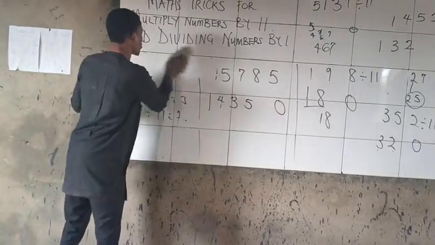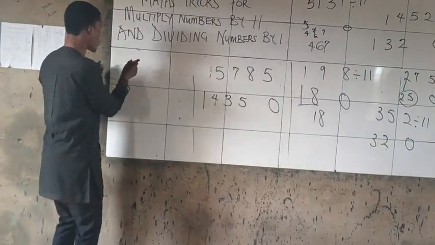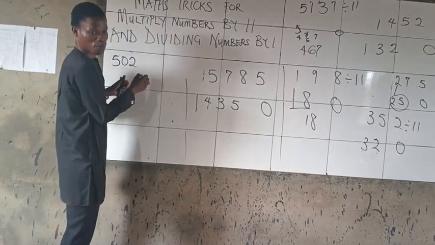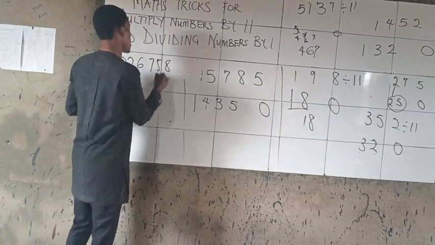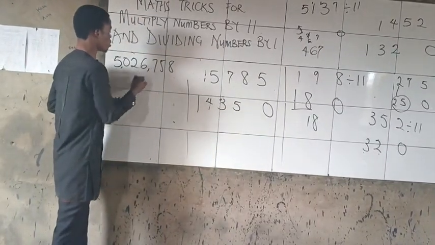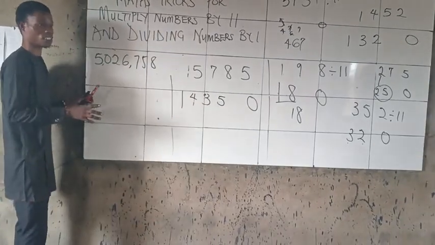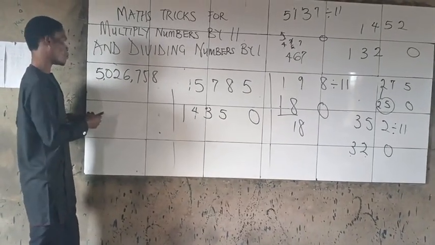Somebody said 6-digit number. Let's pick a big number, divide it, and see what it gets. Now we have another one. We have 5,026,758 divided by 11. After this, we give you questions to solve yourself. You try to solve, and then you know.